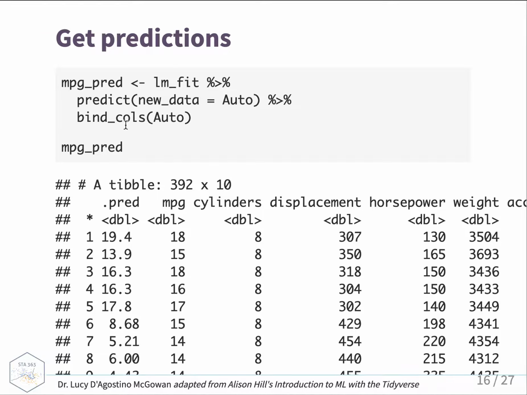What this does is it brought this .pred column and appended it onto the full auto data frame. So now we've got a data frame that has the same number of rows, 392, but now it has one extra column, .pred. This .pred column is the predicted value for miles per gallon from our linear model fit using horsepower. And we saved this using the assignment arrow here as mpg_pred. So when we run this in the console, we see this output.